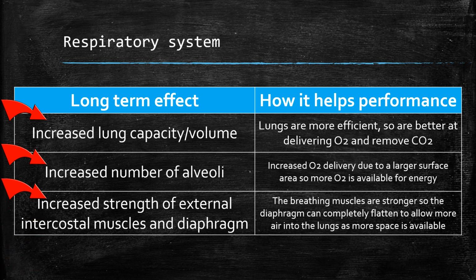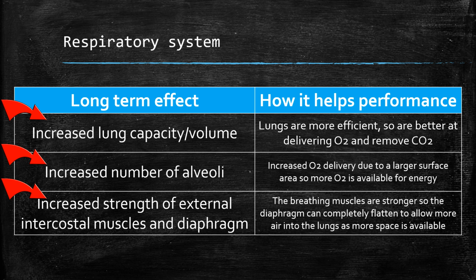And finally, we get an increase in strength of the external intercostal muscles and the diaphragm. Now, these are breathing muscles that are massively associated with inhalation and exhalation. So the breathing muscles, in particular the diaphragm, will be able to completely flatten as it gets a bit stronger. This is going to allow more air into the lung space, so you're going to be able to breathe in more air which contains oxygen, which obviously is really important for energy.